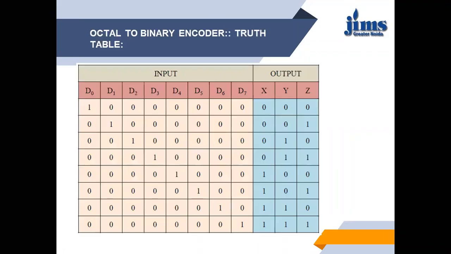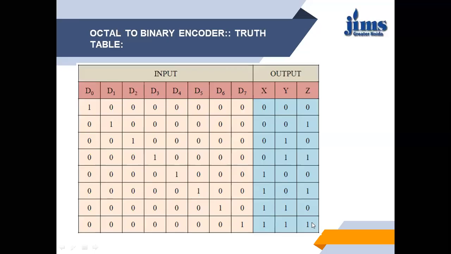We'll see with the truth table. So we have D0, D1, D2, D3, D4, D5, D6 and D7. These are 8 inputs and 3 outputs X, Y, Z. So when D0 is 1, 0, 0, 0 is the output. When D1 is 1, output is 0, 0, 1. For D2, output is 0, 1, 0. D3, output 0, 1, 1. D4, output is 1, 0, 0. D5, output is 1, 0, 1. For D6, it is 1, 1, 0. And for D7, it is 1, 1, 1.